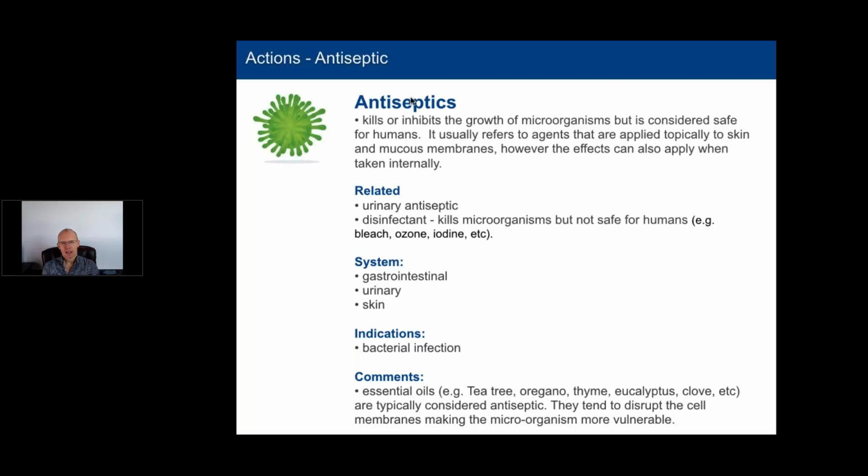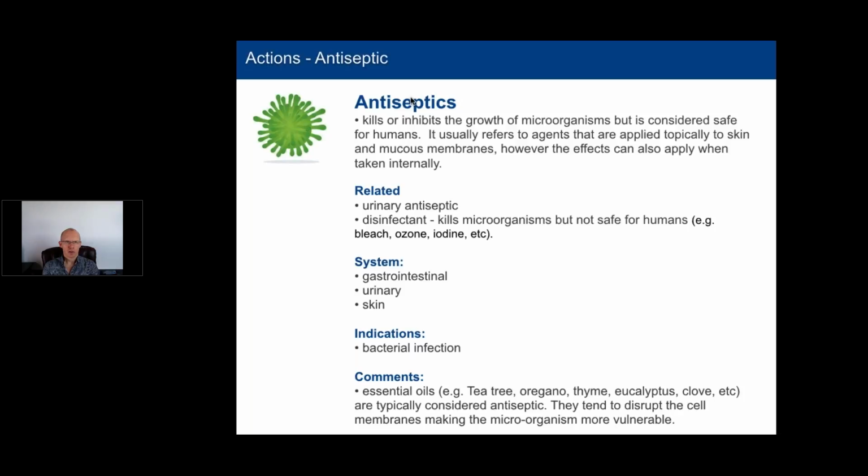Antiseptics are a little bit safer. They can be applied internally and externally for humans. Generally speaking, antiseptics usually refer to a herb or substance that's used topically to help reduce the risk of infection, but they can also be used internally and have an effect on the mucous membranes. This could be in the mouth, but also in the urinary tract. When I think of essential oils like tea tree, oregano, thyme, eucalyptus, and clove, those essential oils are typically referred to as antiseptics.